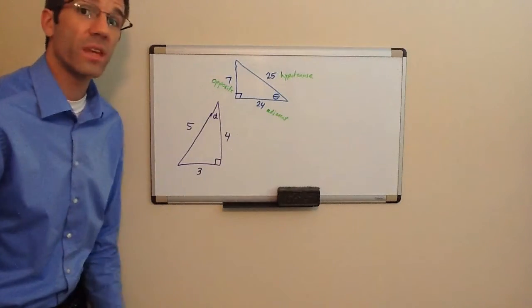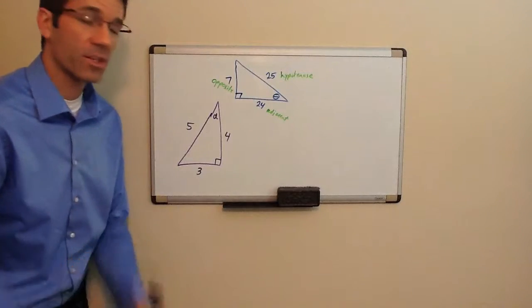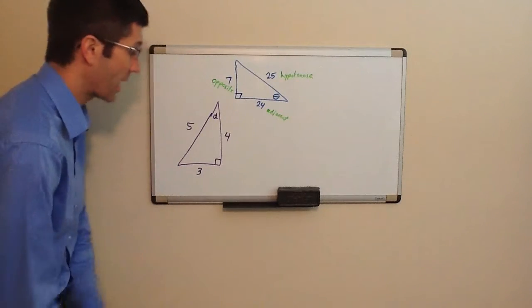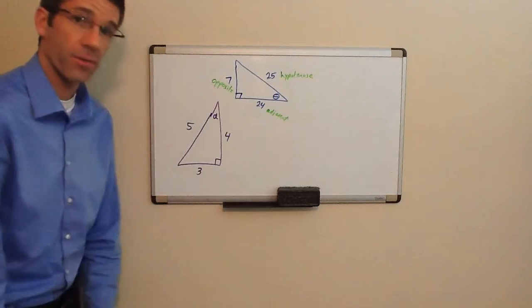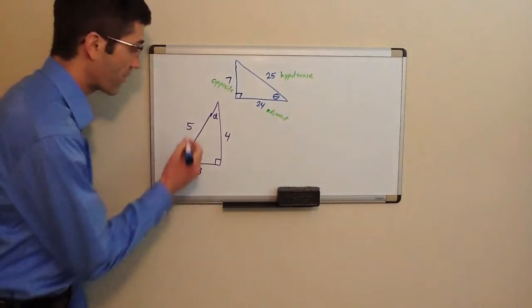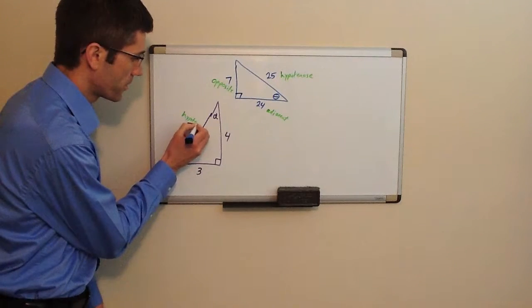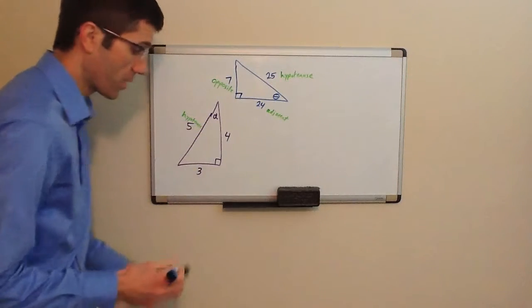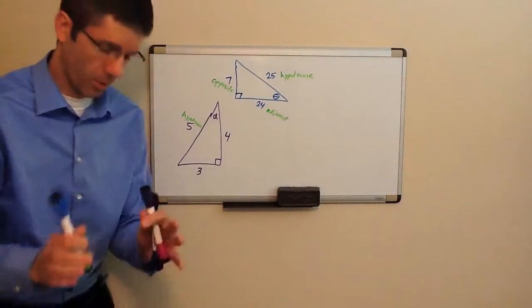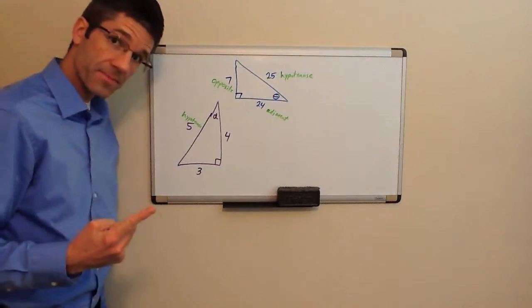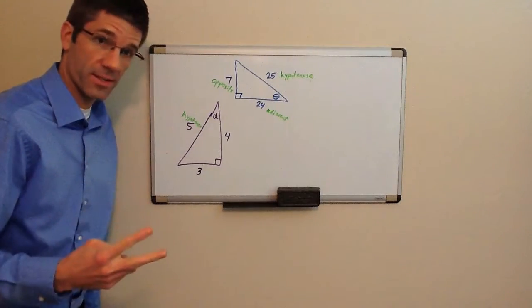Let's start with the obvious. I like to go for the hypotenuse first. What is the longest side in this triangle? It's the 5. This is the hypotenuse. Okay, well that's great. What does that mean for the other ones? I have two other options. I have opposite and I have adjacent.